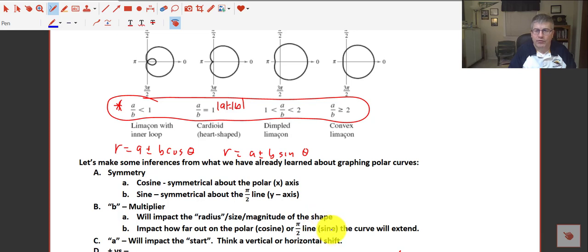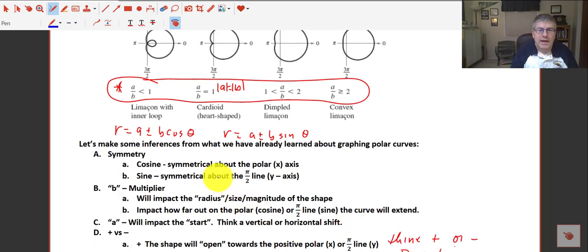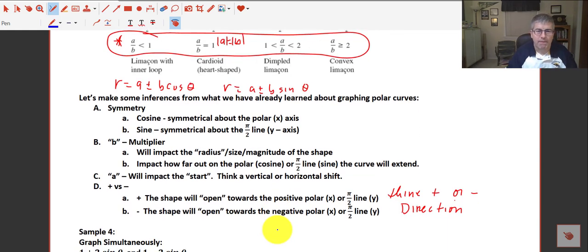And then it'll also impact how far out on the polar line for cosine or the pi over 2 line for sine this curve will extend, just what I'm talking about, how far that's going to extend on our polar axis or how far it's going to come up. Or if it's negative, how far it goes down or how far it moves to the left. And then the A value, that's going to impact our start. It's kind of like a vertical or horizontal shift depending on if we're working with sine or cosine.